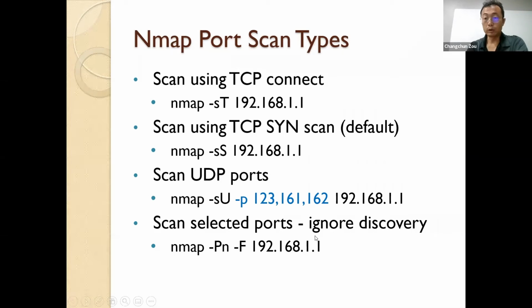This is ignore discovery. You use -Pn. This one just means normally when Nmap does a scan, it will first ping the target, then it starts to scan. If you want Nmap to directly do the scan without first pinging the target, you can use this -Pn to remove that first step.